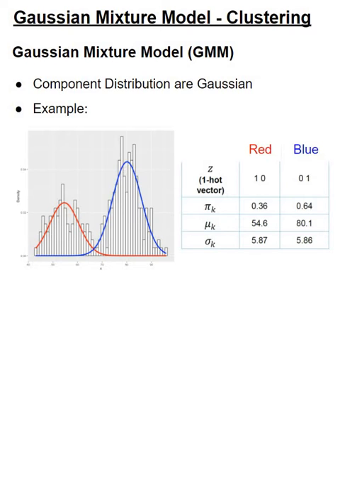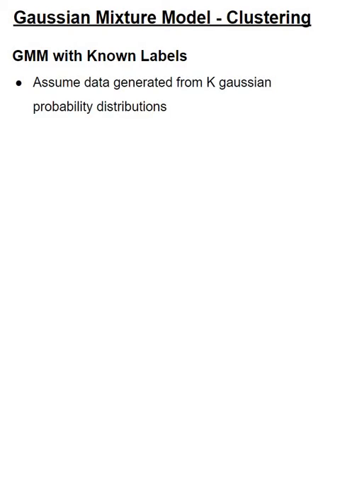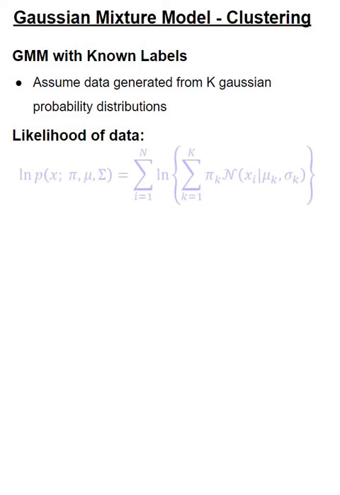Now that we understand the likelihood of the data, let's ask the question: how do we estimate these parameters? We're going to look into parameter estimation separately for two cases. Number 1, where labeled data is given to us, to get an intuition on the process. And number 2, where the data is not labeled, which is applicable in our case of clustering. So first, let's assume the labels are known. We are assuming the data is generated from k Gaussian probability distributions, and our likelihood definition is the same as we defined earlier. Let us estimate the parameters for this.